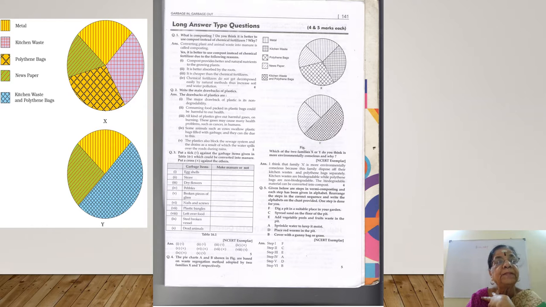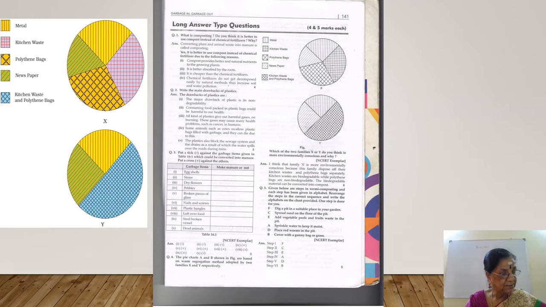So this is metal, this line is metal, this is also metal. Then kitchen waste, this is kitchen waste, present in this one, absent in this one. Then polythene bag, again present here, absent there. Then newspaper, present in both. I hope you follow this. Then kitchen waste and polythene bag are put together here, not in the other. I hope you understand. First understand the pie chart.